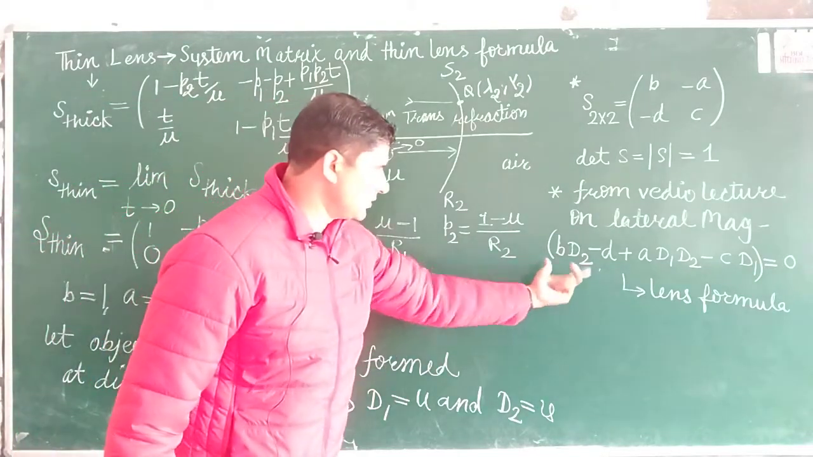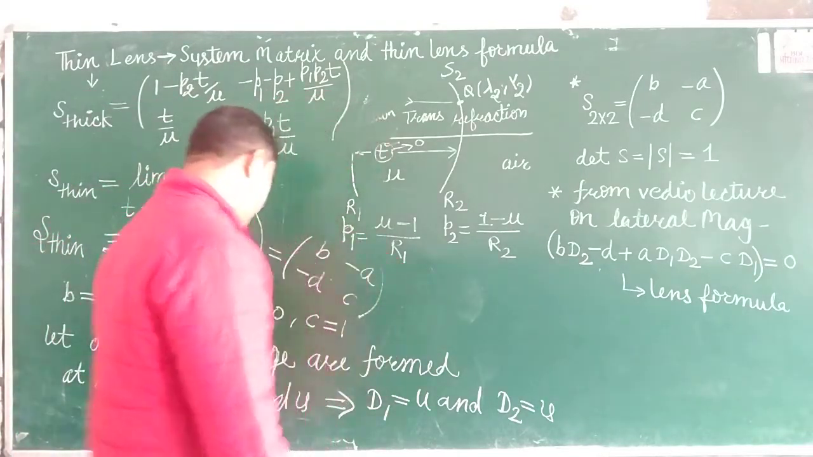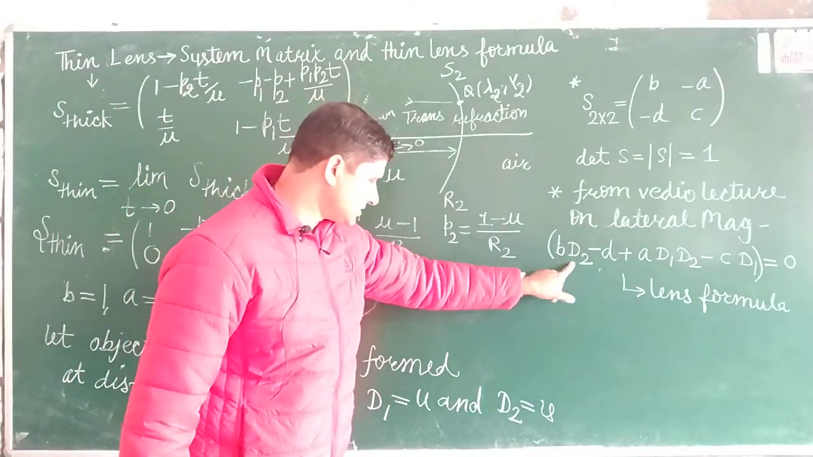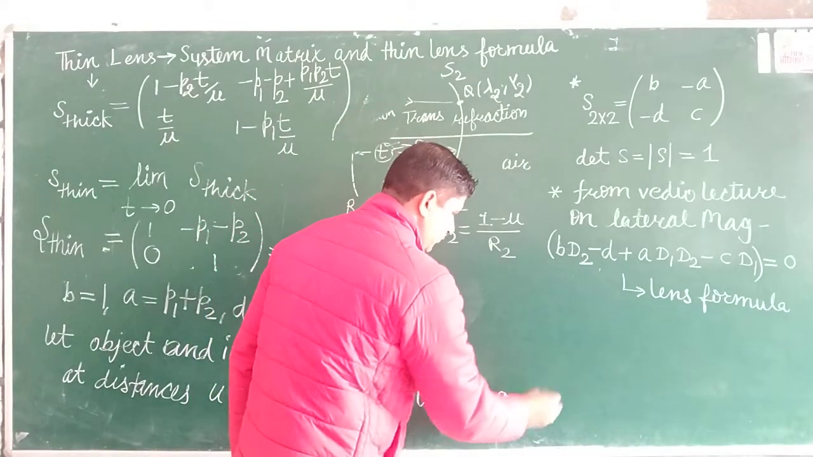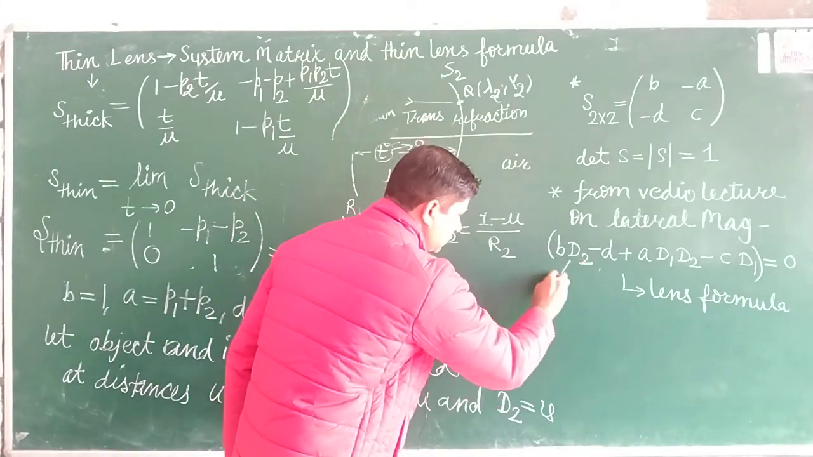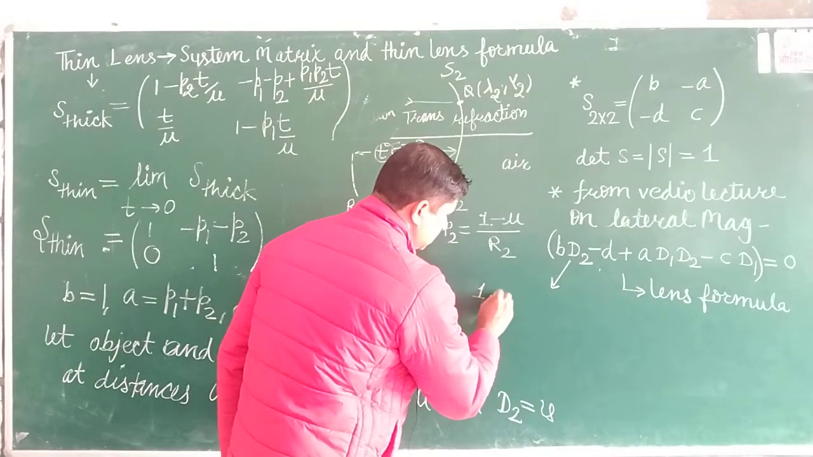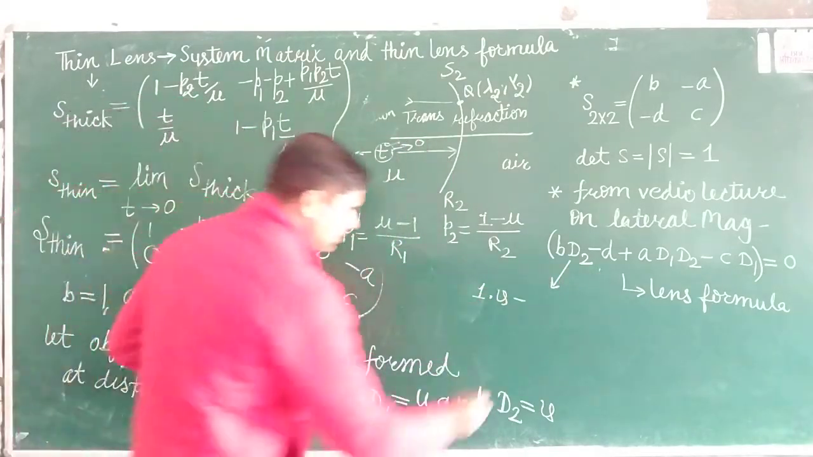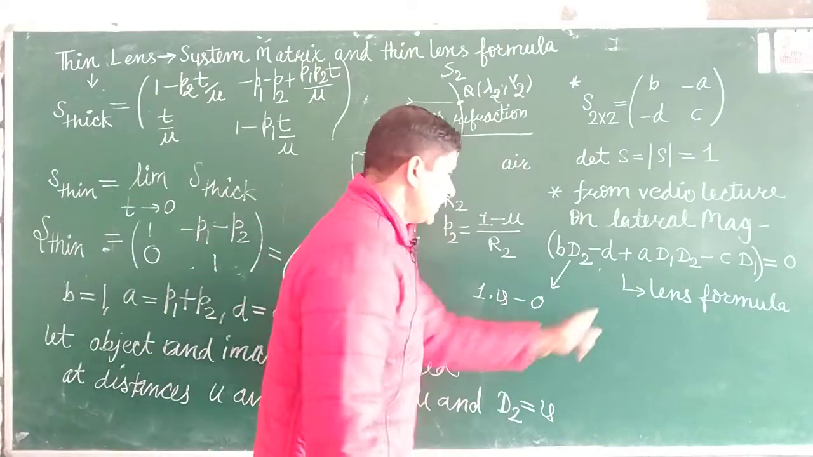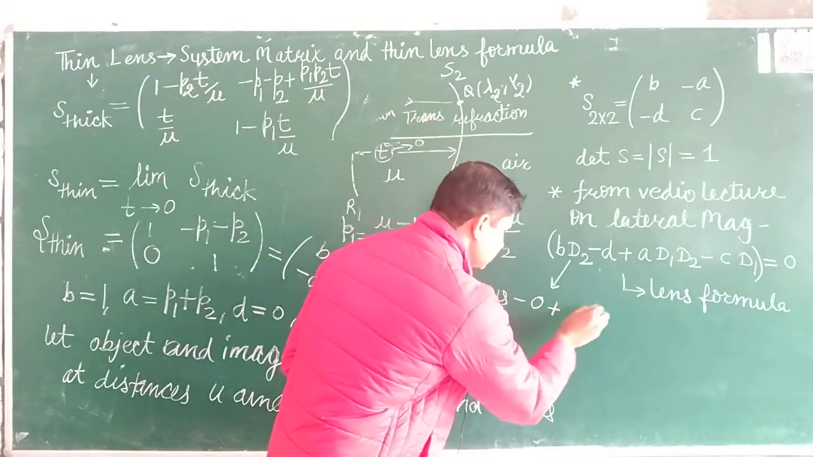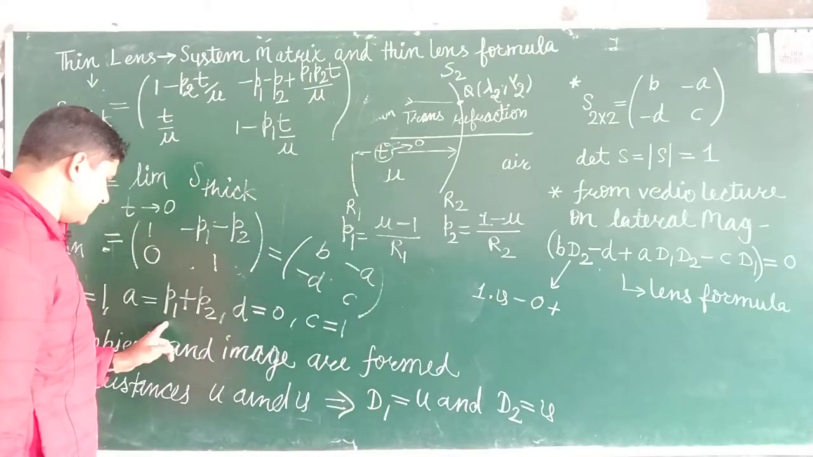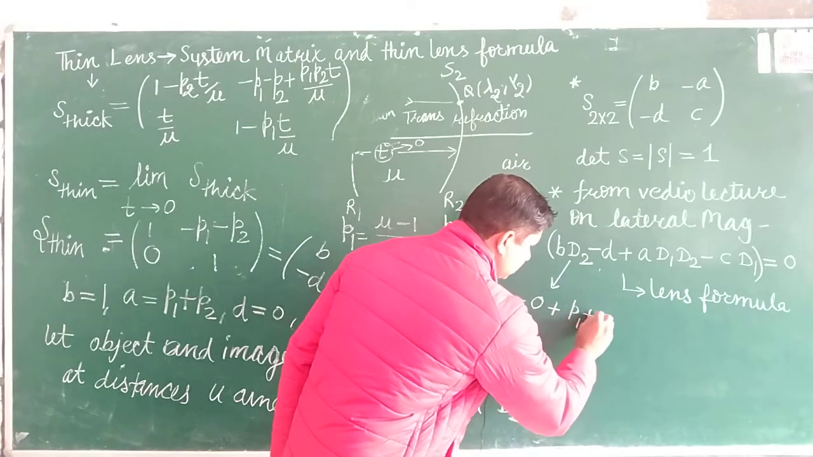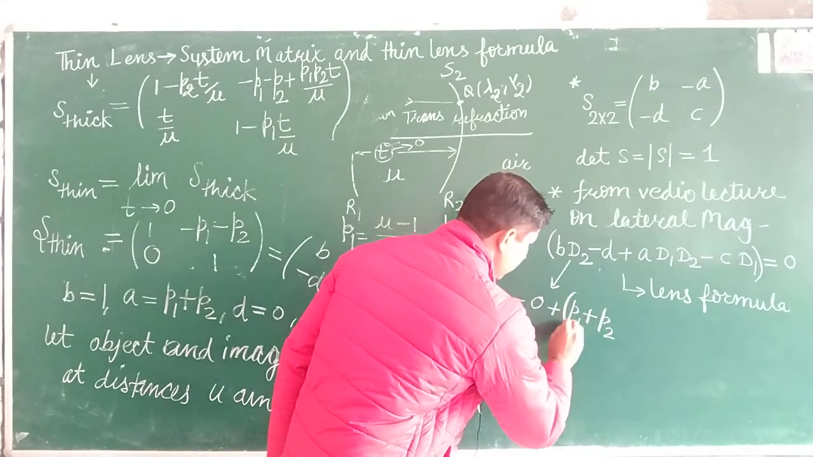in the relation of D1 and D2, then you will get, you see B is 1, and what is D2? This is v. So from this relation now you will get B is 1 into v, then minus D, and D is 0 here, so I am writing 0, and then plus A, and A is P1 plus P2. This is the value of A.